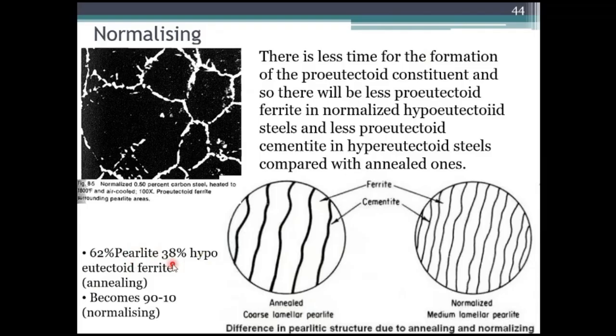So this will be the difference in structure. Here it will be somewhat coarser, and here it will be medium, and then still normal. Still you can find it, still you can get finer structures also, if it is needed.